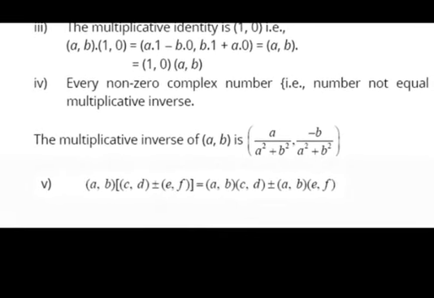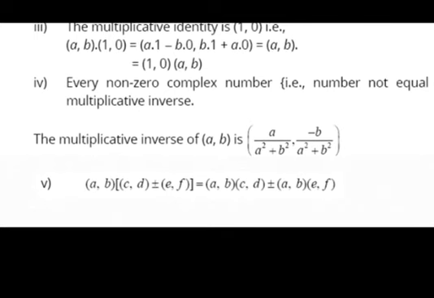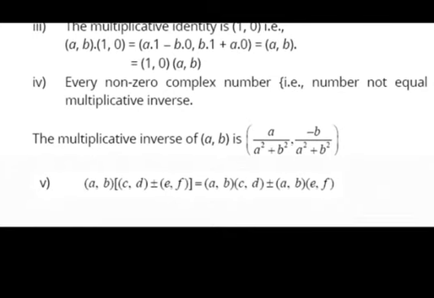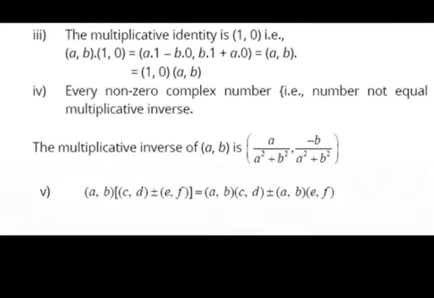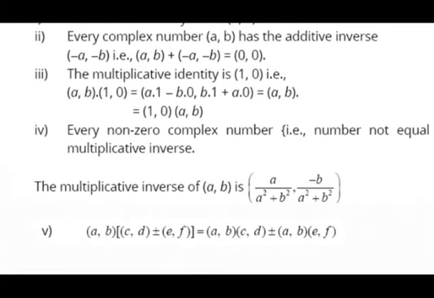Next property, the distributive property of complex numbers. If we multiply a complex number with a bracket of two complex numbers, it is the same as the distributive property: the complex number multiplies with both numbers.